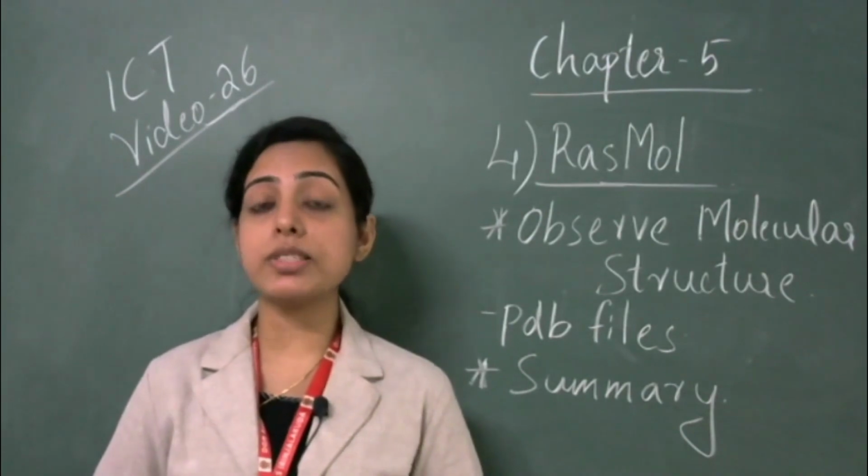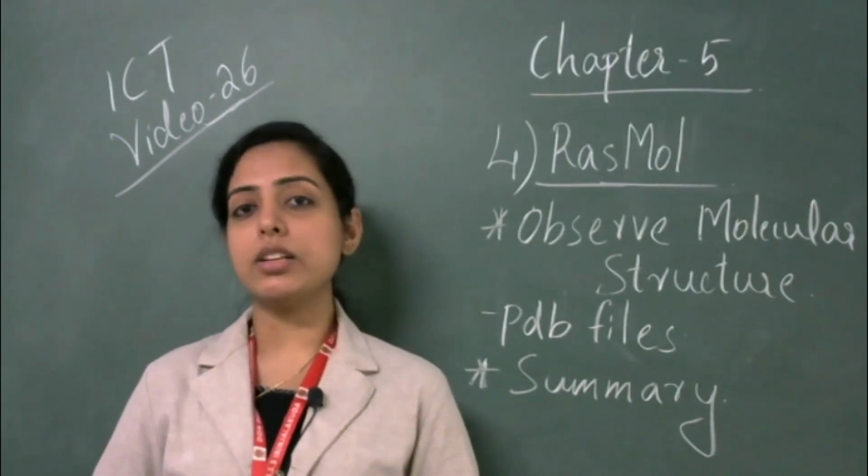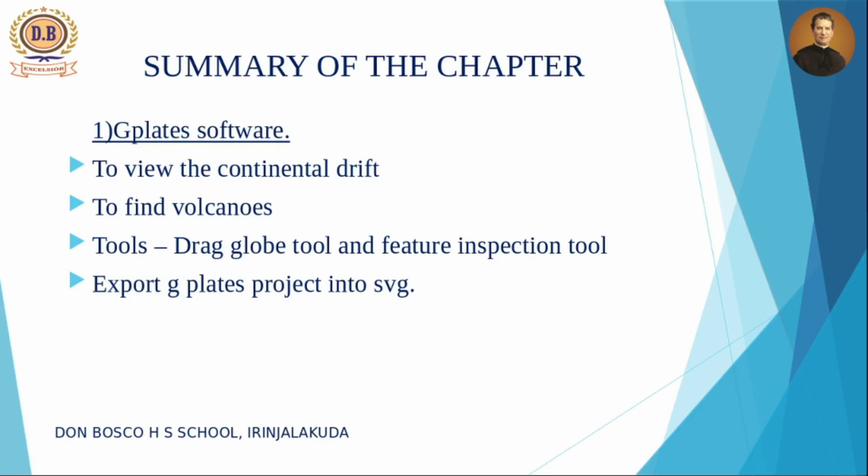So now I am going to summarize chapter 5, so that you'll be better able to understand this chapter. 4 softwares are there in the 5th chapter. The first is GPlates software, which is also a simulation software used to assimilate complex ideas in an easy manner. In GPlates, the activity is to view continental drift and to find volcanoes.